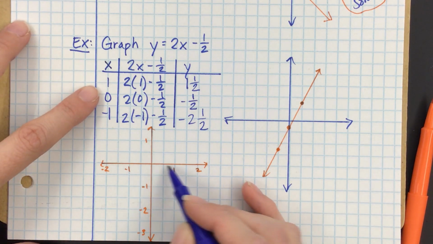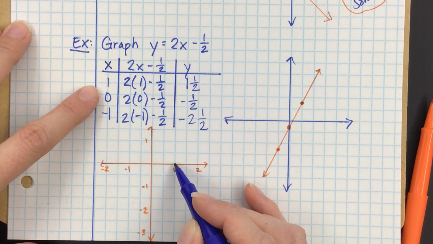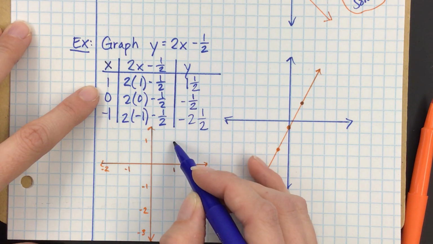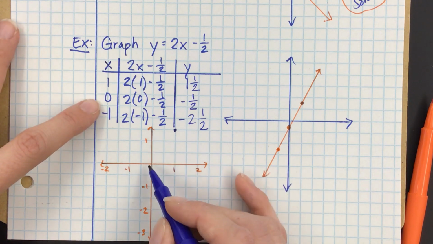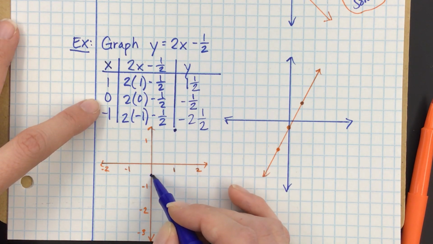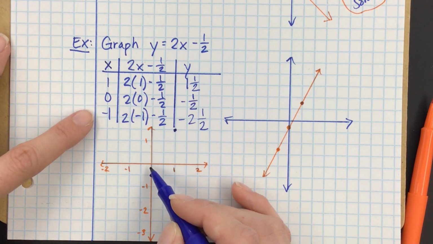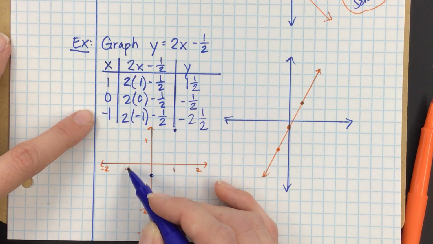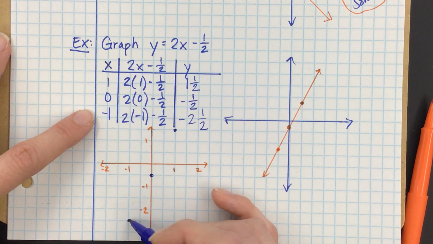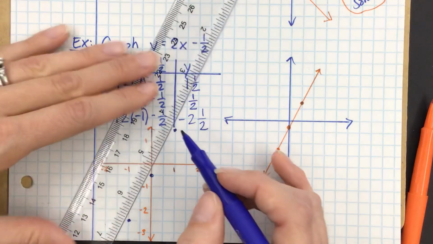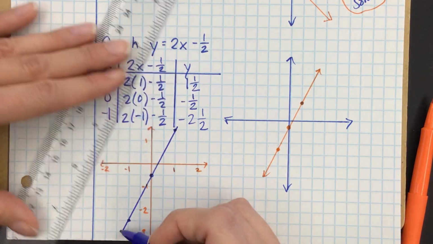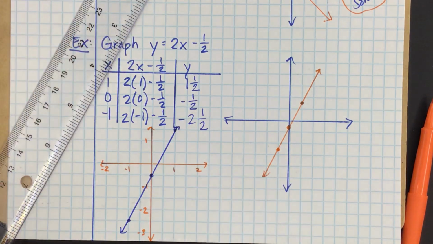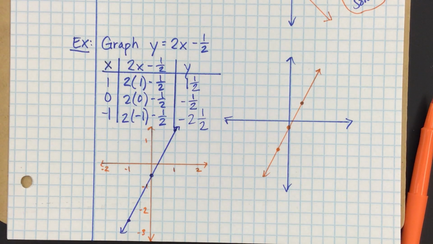So then your x is 1, your y is 1.5. So I'm gonna go up to 1.5. And then 0 and -0.5. And then -1 and 2.5. You're gonna see that the line looks exactly the same. It's just the scale that's kind of zoomed in a little bit. Does that make sense?